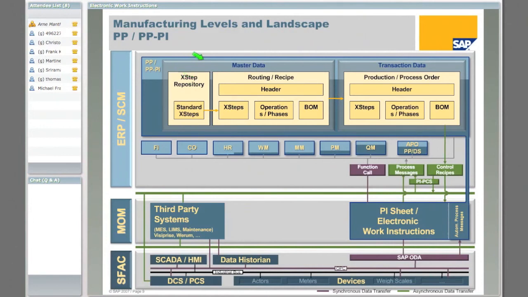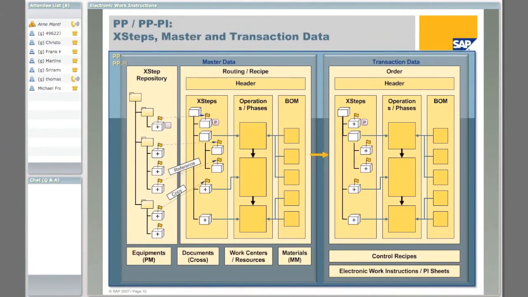So there you see the different types of master data and transaction data in the PP or PP-PI module, and the next slide visualizes it even more. So you see all this folder structure here. You see that you can reference or copy here. So it's quite a nice representation.